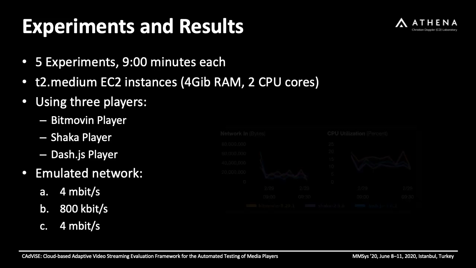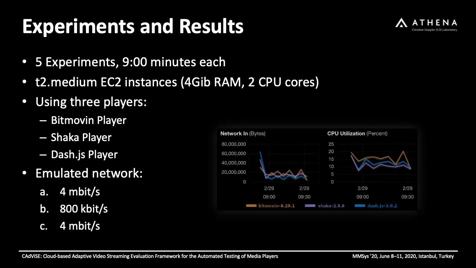On the right side you can see 2 diagrams which were generated by AWS CloudWatch. One is for network packets ingress, and the other one is the CPU usage percentage. As you can see in this figure, each player is indicated with a different color, and the values at each point of time can be compared among all 3 media players.